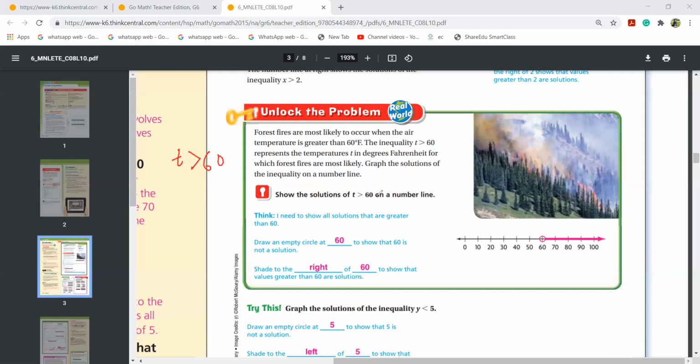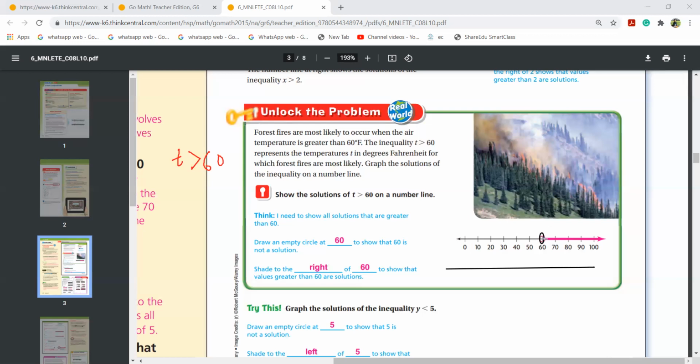Now, you know what we do, girls? We make a number line. If in case the number line is not given to you, you make a number line. Because you have 60, you write from 0 to 100. Even if you write 0, 5, 10, 15, it's okay. But why make such a big number line? You just write 0 to 100 and then you put a circle near 60.